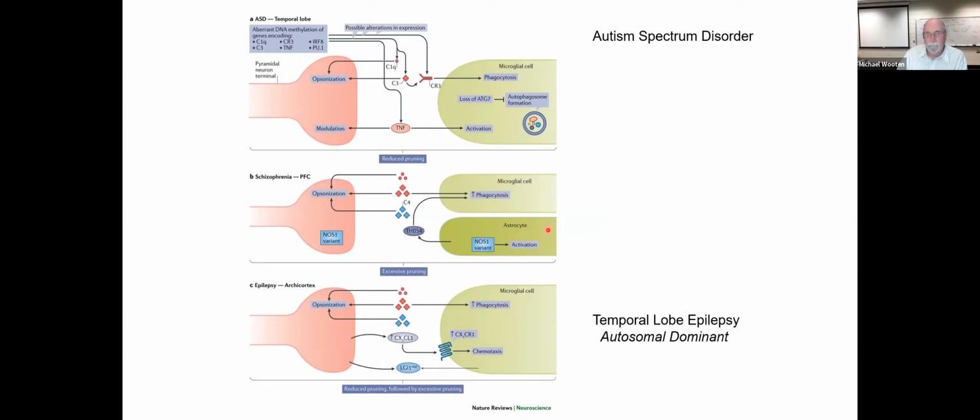There are cases where you can have reduced pruning. You have way too many connections that remain once we reach adolescence. This is one of the things that is related to autism. And there are all sorts of expressional things that can go on. This can also be due to methylation, so there are epigenetic things that go on. It's one of those things that makes autism a spectrum, right?